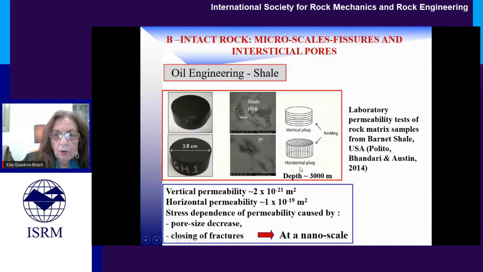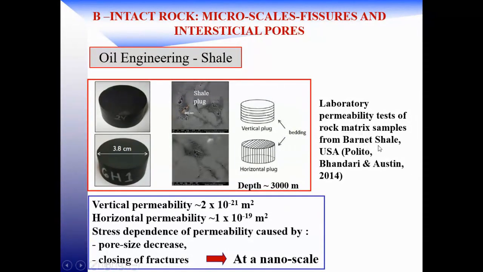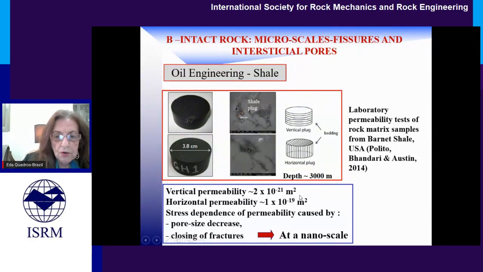Here are laboratory permeability tests of rock matrix samples from the Barnett Shale in the USA. They also tested the bedding, with the plugs in two different positions, horizontal and vertical to the bedding. It is very important in this result to show that the relation between the vertical and the horizontal permeability was two orders of magnitude different. And they also showed the stress dependence of permeability caused by the pore size decrease and the closing of fractures at a nano scale.